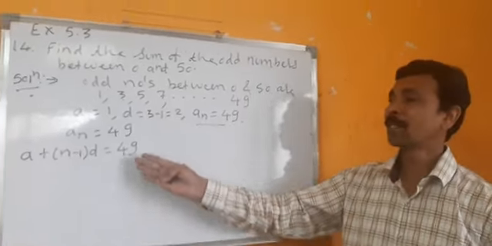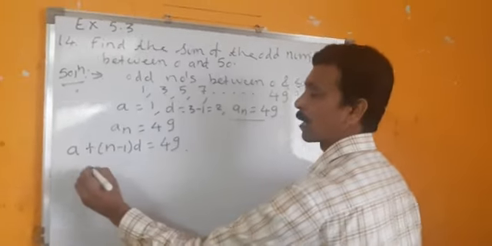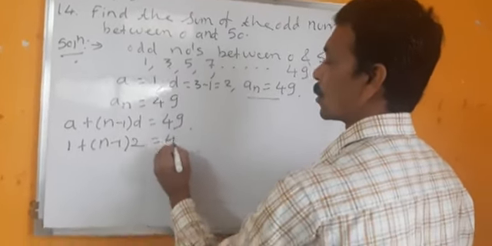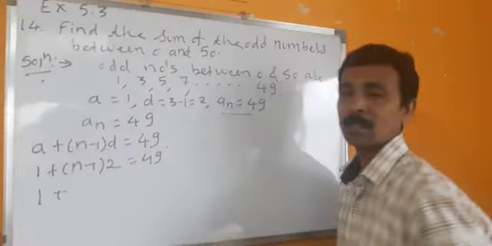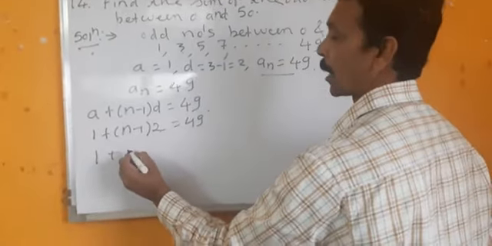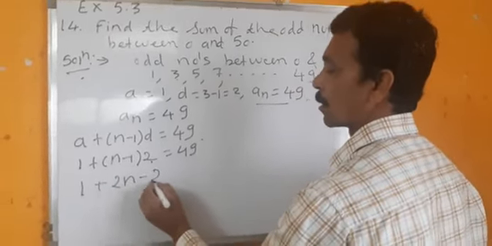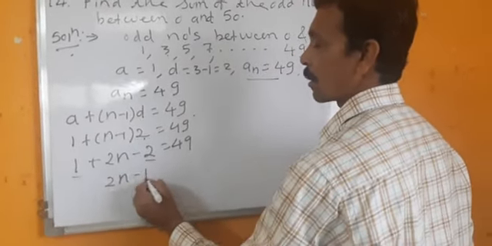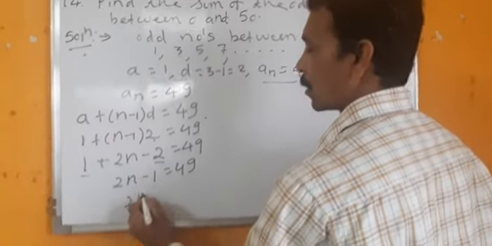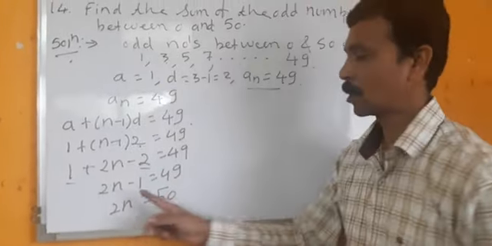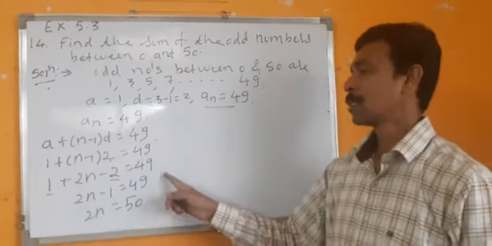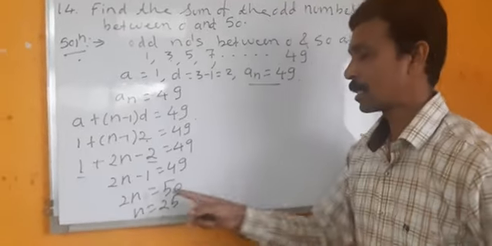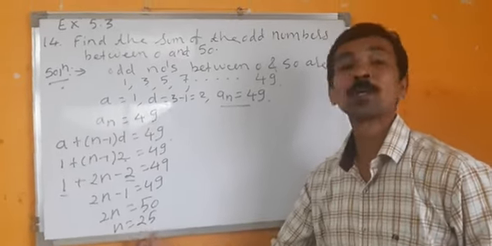Now I'll place the values in this equation. A is equal to 1 plus N minus 1 into D, which is 2, is equal to 49. 1 plus, open the bracket, 2 into N, 2N, 2 into minus 1, minus 2 is equal to 49. 2N, 1 minus 2 is minus 1, is equal to 49. 2N is equal to 50, because minus 1 goes to the right hand side and becomes plus. So 49 plus 1 is 50. So N is equal to 25, because N is equal to 50 upon 2, N is equal to 25.